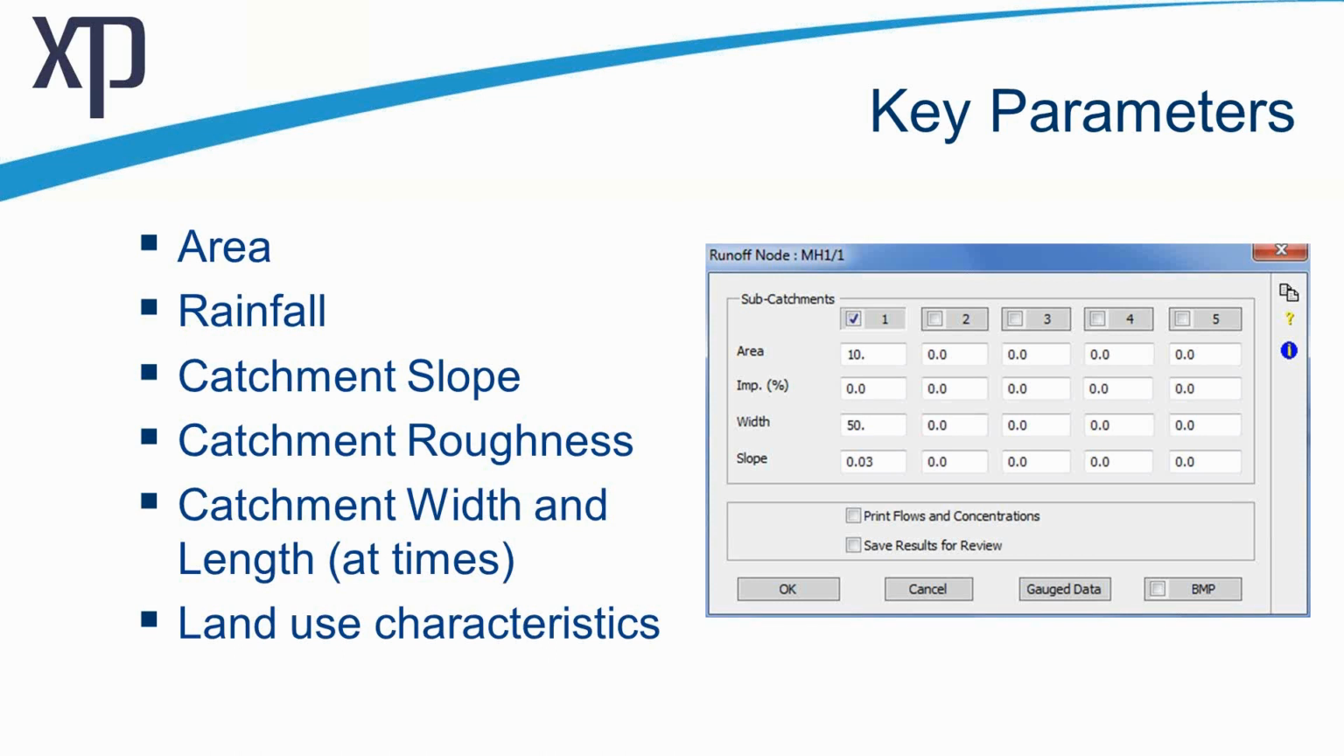Catchment roughness, where David showed that great shot up north with the variance with the forest and the road environment. And some particular methods do apply catchment width and length to their calculation sets. And finally, the land use characteristics may also affect the loss. For example, a car park would have obviously a very low initial loss or continuing loss, again versus that forested or undeveloped environment.